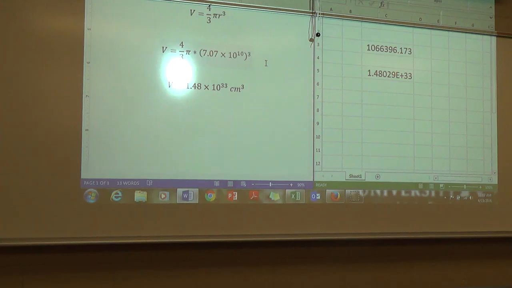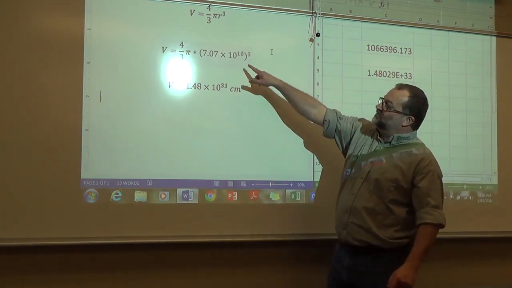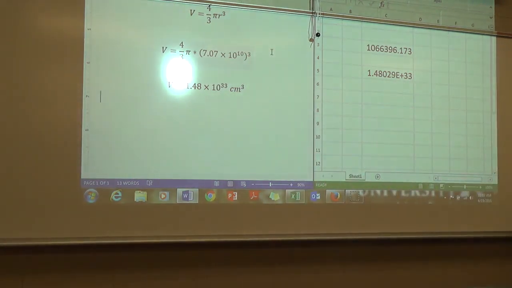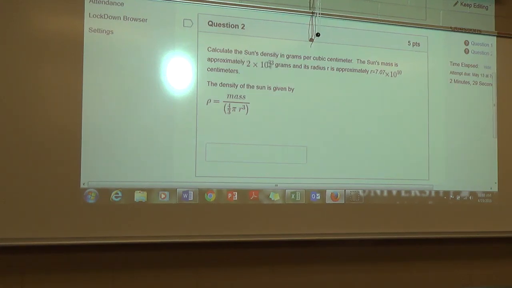What's that? The 3 on the outside? What 3? 3 times 7.07. Yes, cubed. Right? So 7.07 times 10 to the 10th, cubed. And then the mass we had, 2 times 10 to the 33 grams, right?